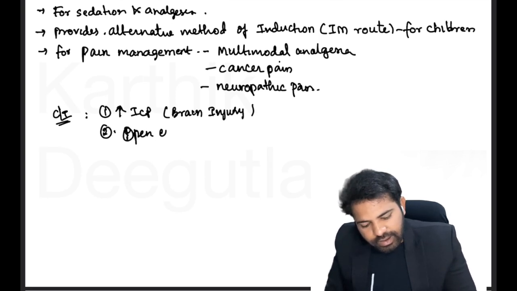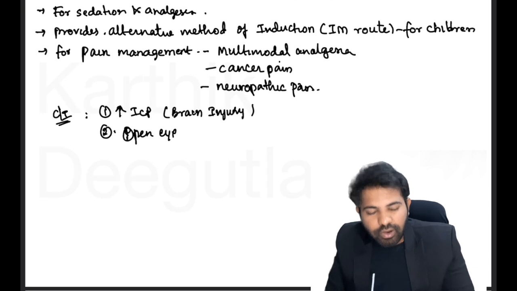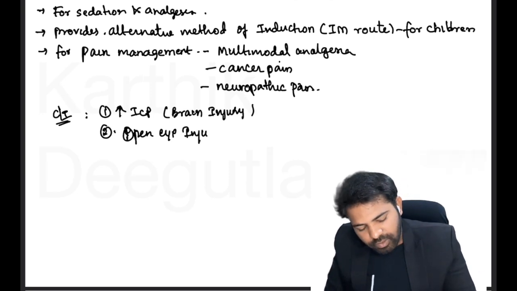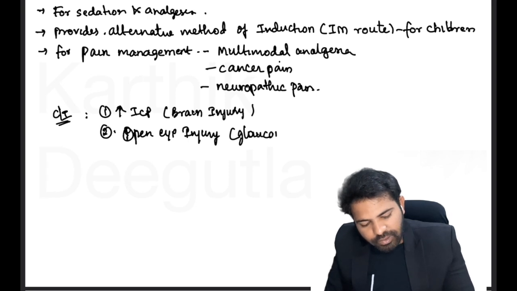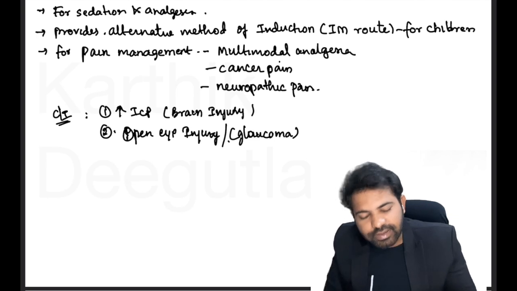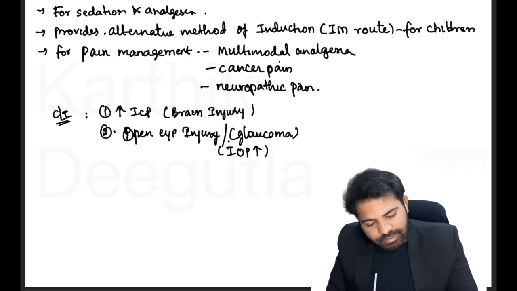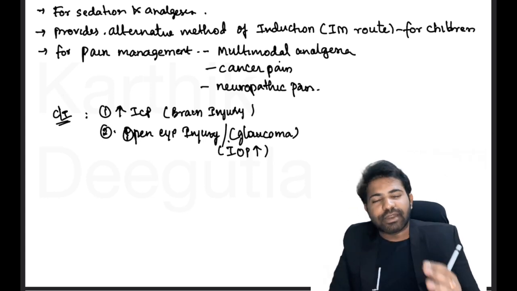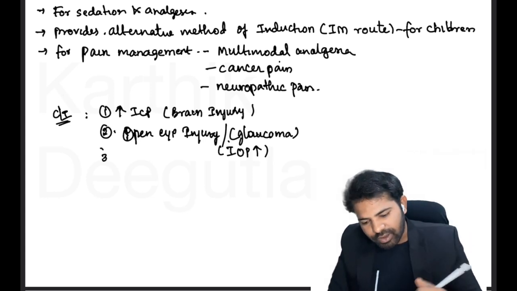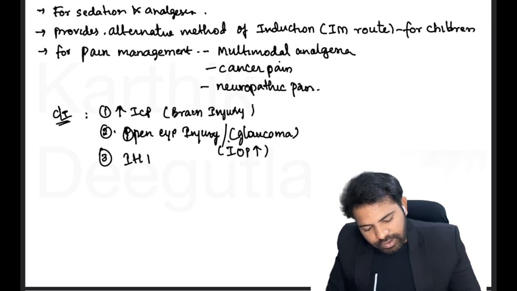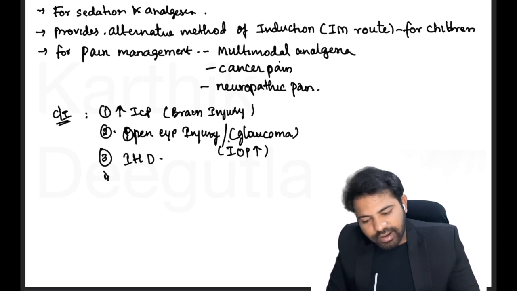And in case of open eye injury or open globe injury, avoid ketamine. Like a patient with glaucoma, open eye injury or glaucoma, where intraocular pressure is already increased. By giving ketamine, we don't want to increase the IOP more. Don't give ketamine in case of ischemic heart disease. In case of vascular aneurysms.